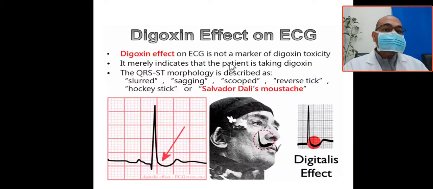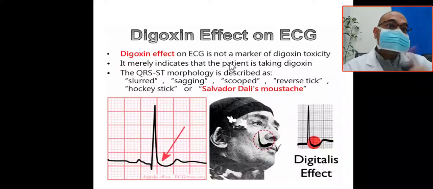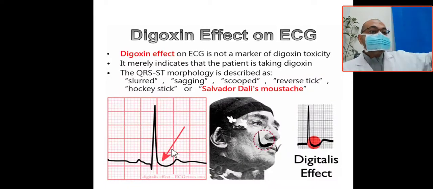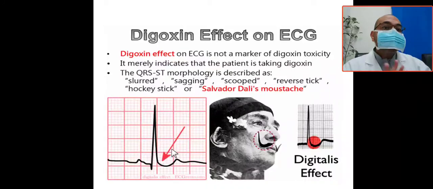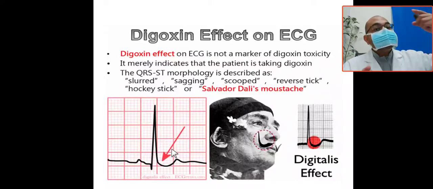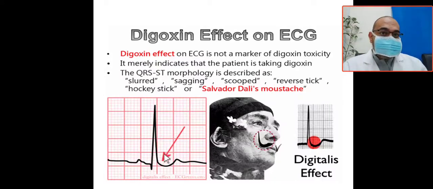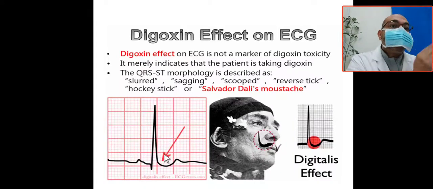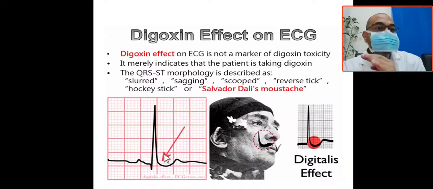The digoxin effect on the ECG is not a marker of digoxin toxicity. It is described as QRS-ST morphology. It will be slurred, sagging, scooping, reverse tick, or hockey stick, or Salvador Dali's moustache. This is the Digitalis effect on the ECG and it is not a marker of digoxin toxicity.